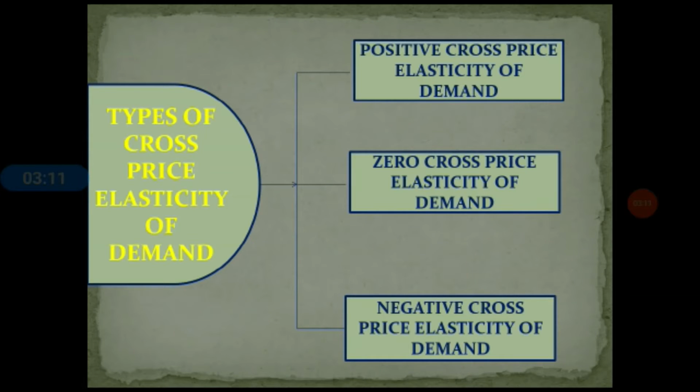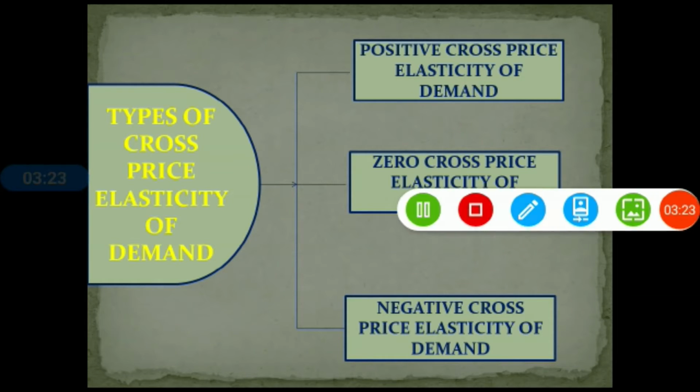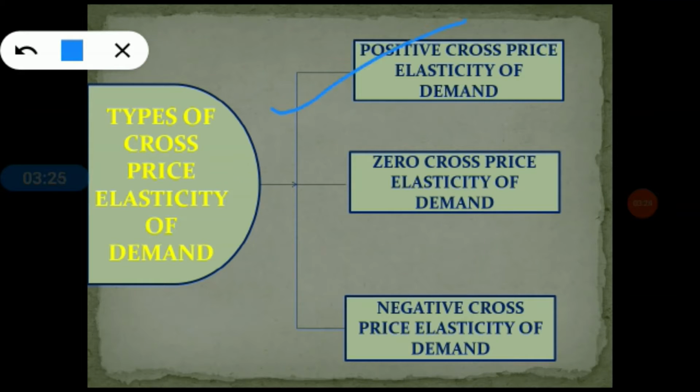Here we can see types of cross price elasticity of demand, and there are three types of cross price elasticity. The first one is positive cross price elasticity of demand, the second one is negative, and the third one is zero. So now we are going to the explanation for the positive, zero and negative types. So now we are going to the next slide.